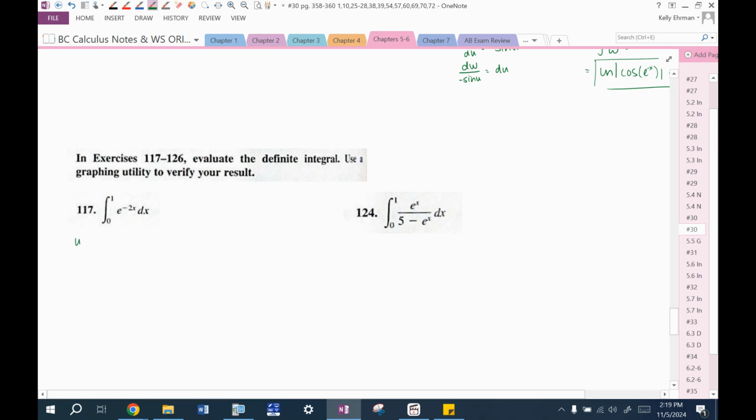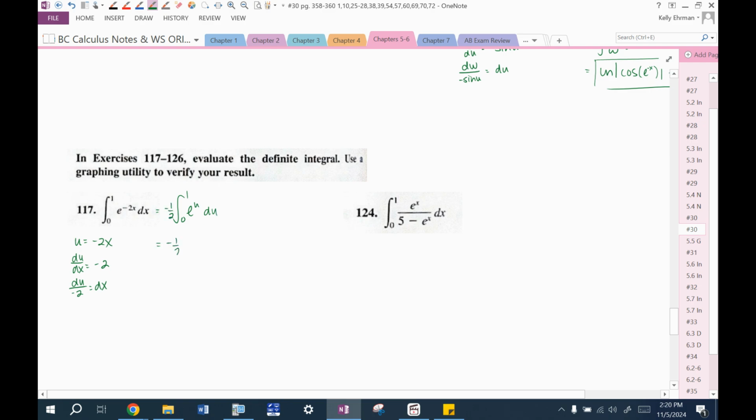All right, I need to u sub on this one. U is negative 2x. Du dx is negative 2. Du divided by negative 2 is dx. So now we have the integral from 0 to 1 of e to the u. Now dx is going to be du divided by negative 2, so I'm just going to put the negative 1/2 out here.